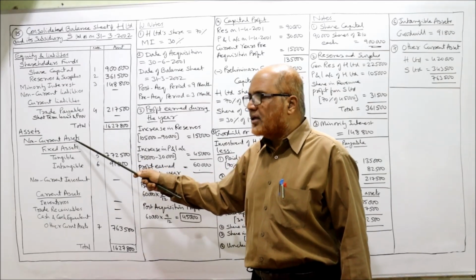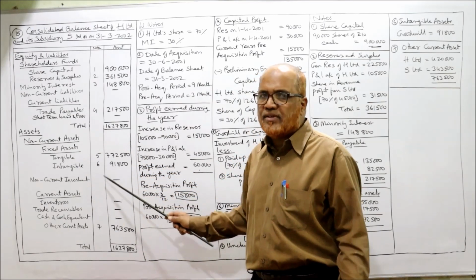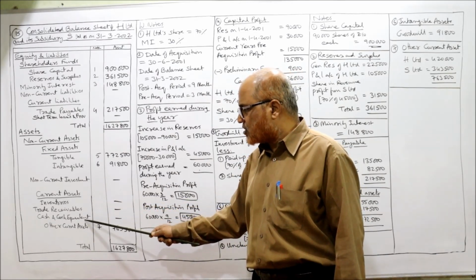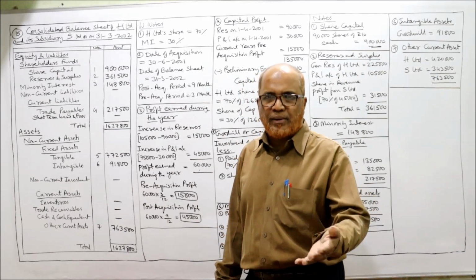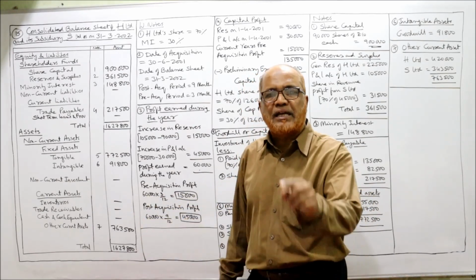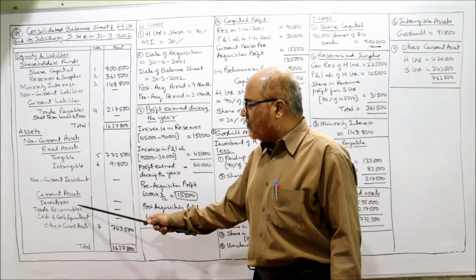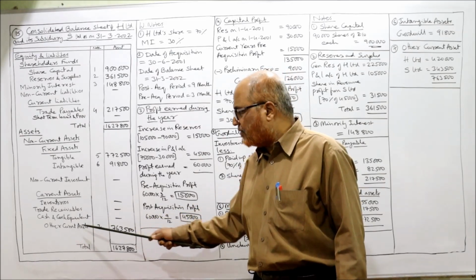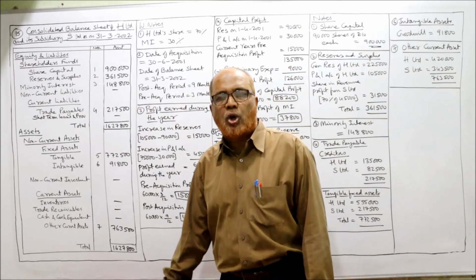Total. Then non-current assets, fixed assets, tangible, intangible. Non-current investments are not there. Current assets, inventories, trade receivable, cash and cash equivalent, other current asset. In almost every problem we will have all these current assets, but in this problem we don't have any inventory. We are not given any inventory. We don't have any trade receivable. We don't have any cash and cash equivalent. Only we'll have other current assets. That's it. The blank balance sheet we have drawn.